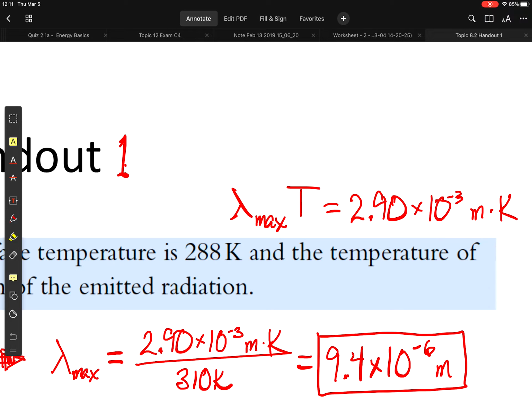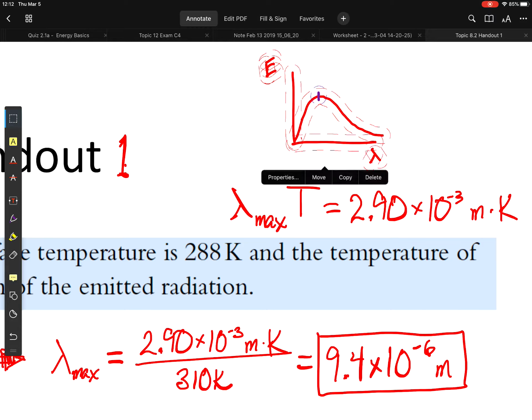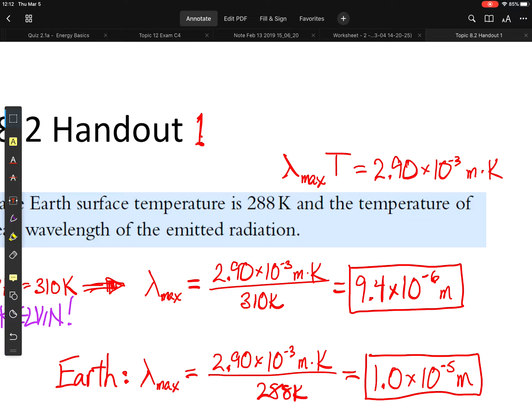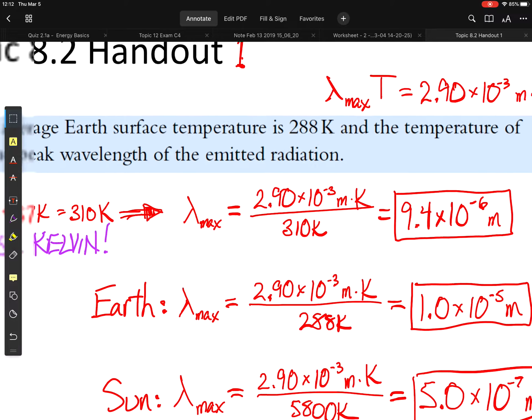This peak wavelength, you'll remember, is shown on a distribution of energy versus wavelength, and they usually look something like this. And the peak wavelength is just the maximum amount of energy, which would be right around there. Okay, so that is what we're dealing with, Wien's Law. Please refer to my previous lectures or the book if you need a little reminder.